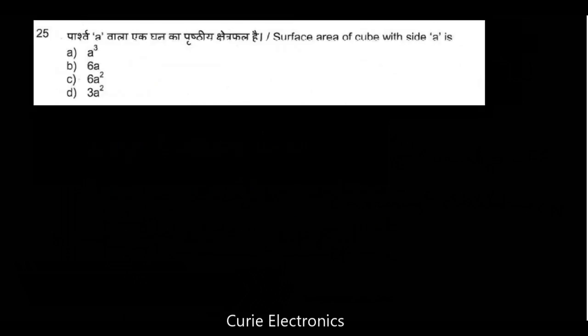Next question. Surface area of a cube with side A is. So all of you know what the surface area of a cube is. It has got 6 sides. A cube has got 6 sides. Drawing is not proper. It has got 6 sides.